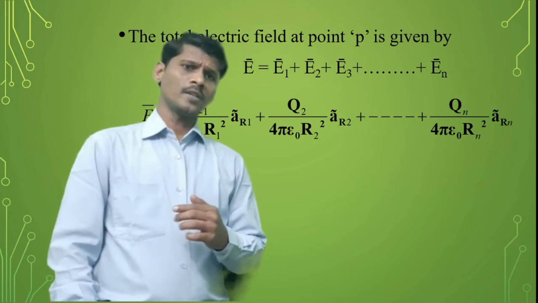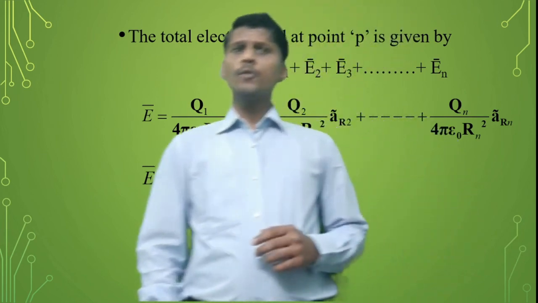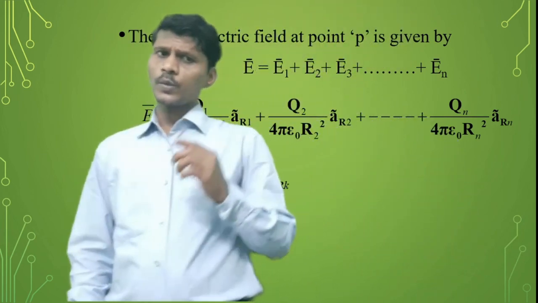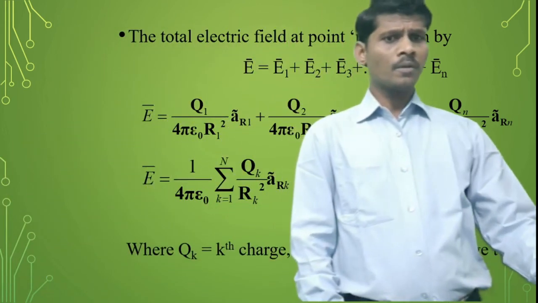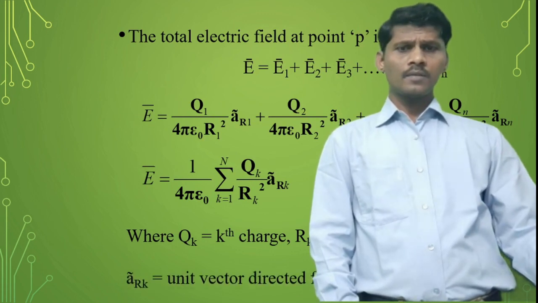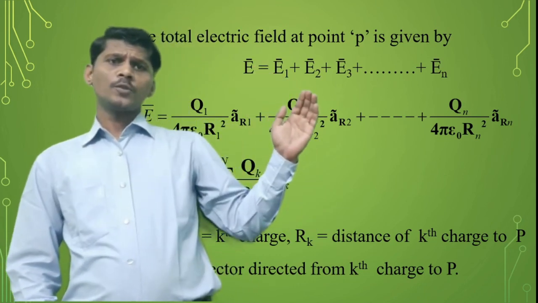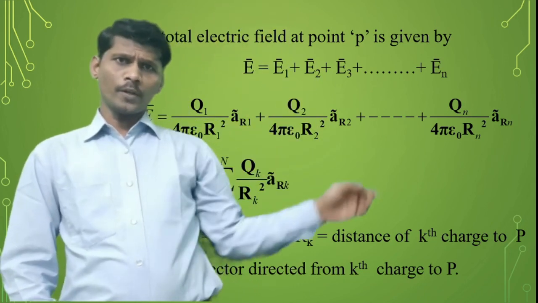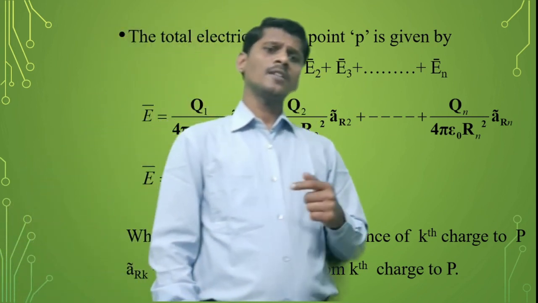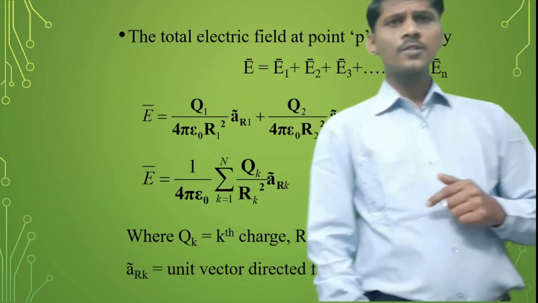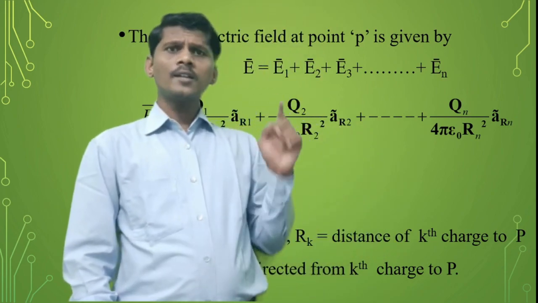From the above equation, it may also be written in terms of summation as 1 by 4 pi epsilon naught sigma k is equal to 1 to n Qk by Rk square into ARk bar, where ARk bar is the unit vector directed from the kth charge to point P. Qk is the kth charge, and Rk is the distance of the kth charge to point P. So this is the concept of electric field intensity.